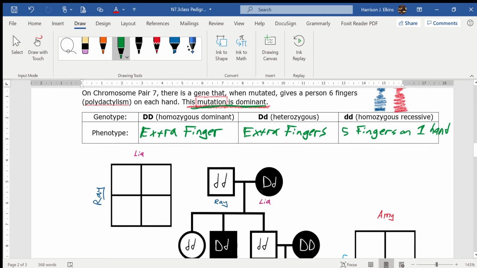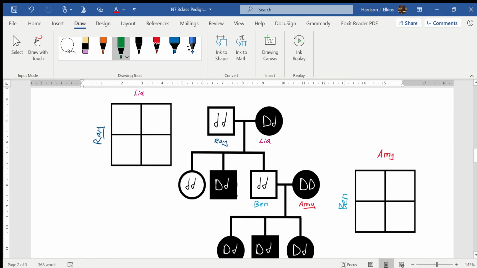All right, let's look at an example here. So here's a family tree.